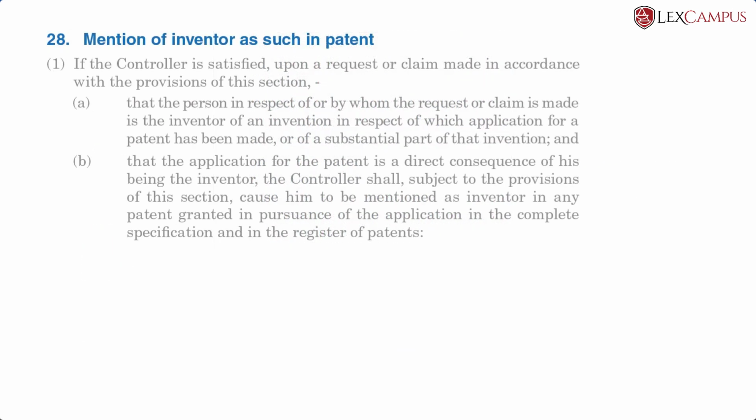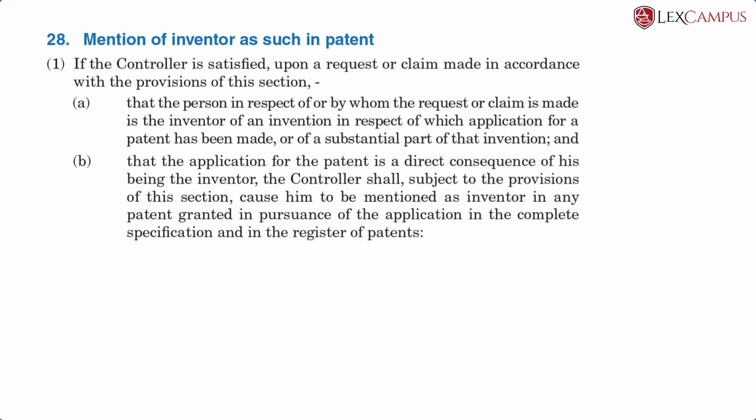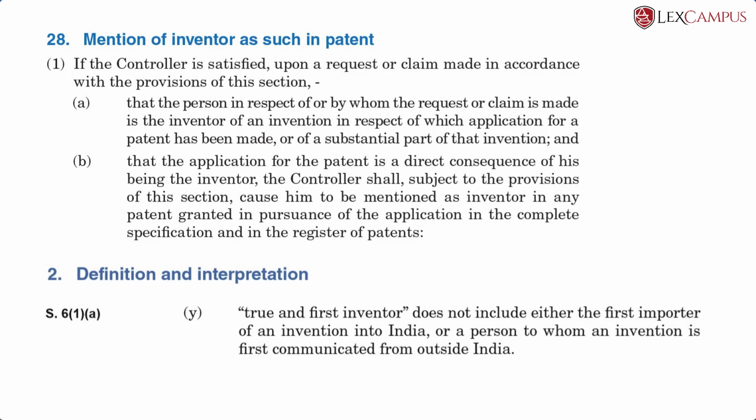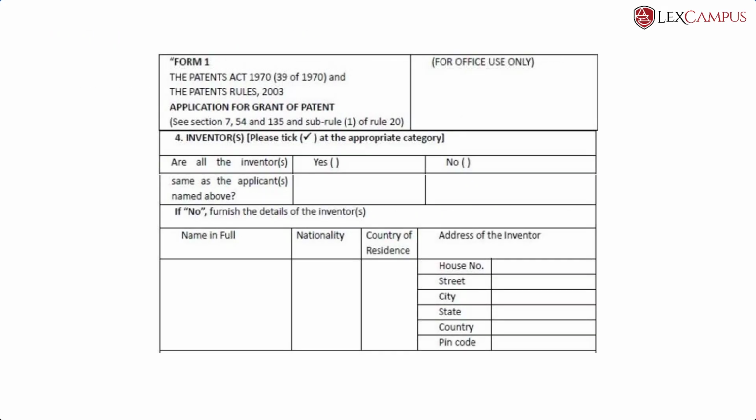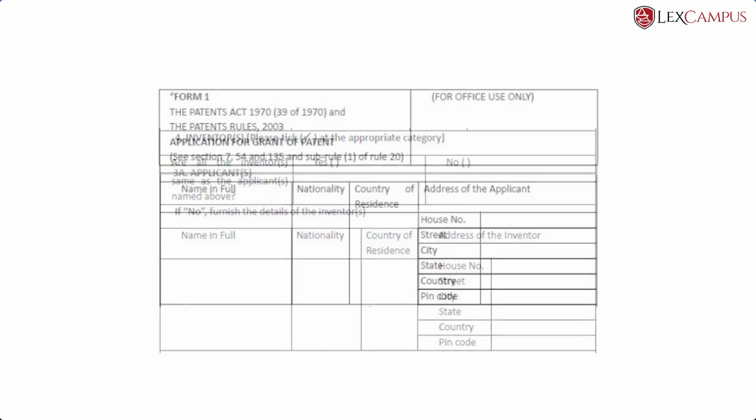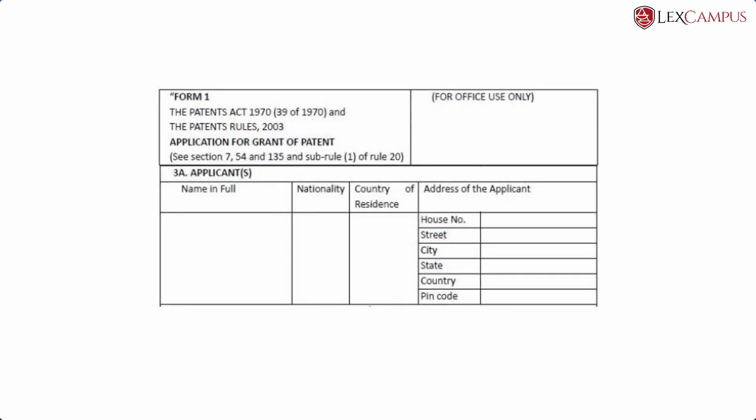The status of an inventor is different from the status of an applicant. There are cases where the inventor can be the applicant, but these are two different entities. The inventor is a person who comes up with the invention for the first time. That's why he is called a true and first inventor. Whereas an applicant is the person who owns the invention and who is entitled to apply for a grant of a patent. In a case where the inventor is also the applicant, then the inventor's name will appear in the inventor column of form 1. His name will also appear in the applicant column or assignee column in form 1.